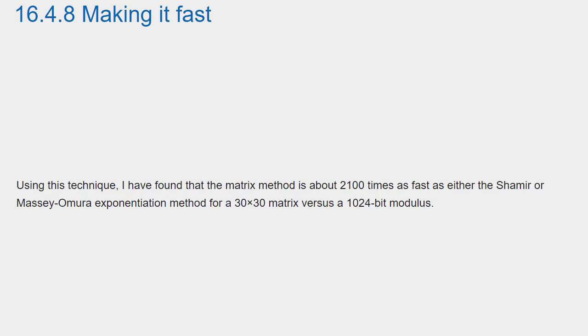Using this technique, I have found that the matrix method is about 2,100 times as fast as either the Shamir or Massey-Omura exponentiation method for a 30 by 30 matrix versus a 1024-bit modulus.